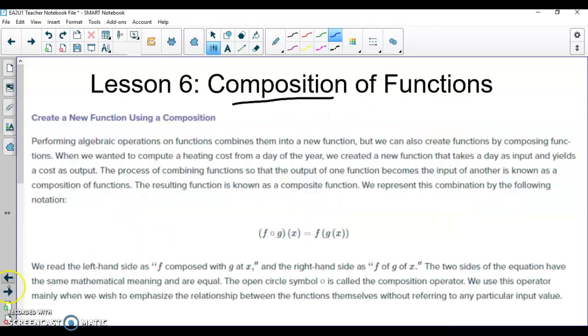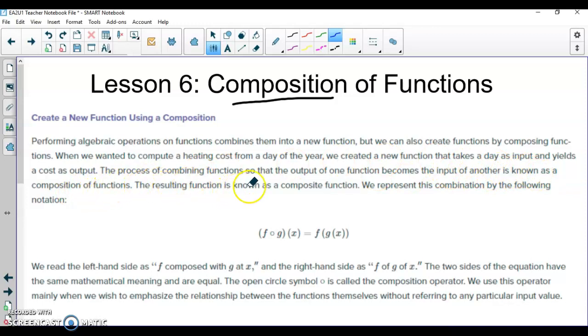So let's actually get to some notes. This is the textbook version. I just want to read it to you, and then I will let you know what we will write down. Performing algebraic operations on functions combines them into a new function, but we can also create functions by composing functions. When we wanted to compute a heating cost from a day of the year, we created a new function that takes a day as input and yields a cost as output. The process of combining functions so the output of one function becomes the input of another is known as composition of functions.